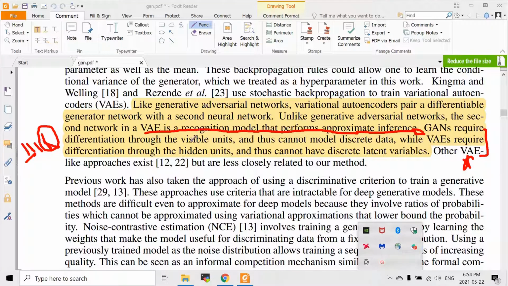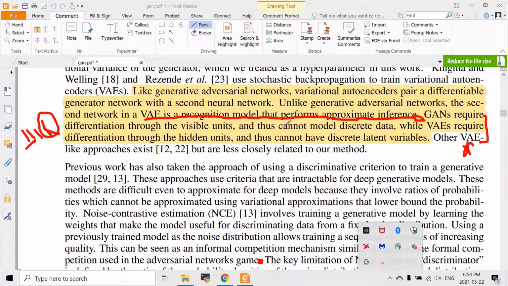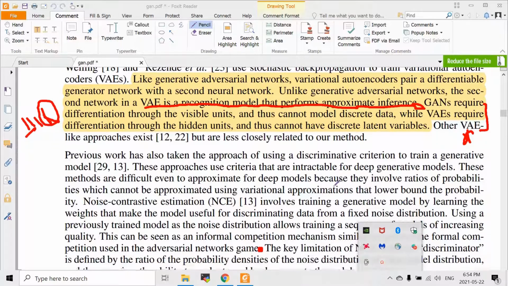Unlike generative adversarial networks, the second network in a VAE is a recognition model that performs approximate inference. So GANs require differentiation through the visible units and thus cannot model discrete data, while VAEs require differentiation through the hidden units and thus cannot have discrete latent variables.